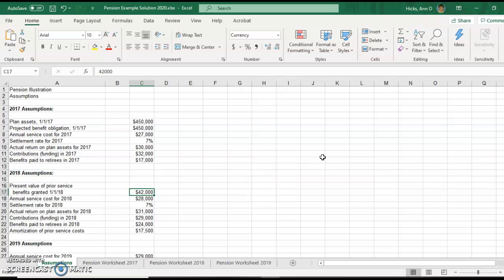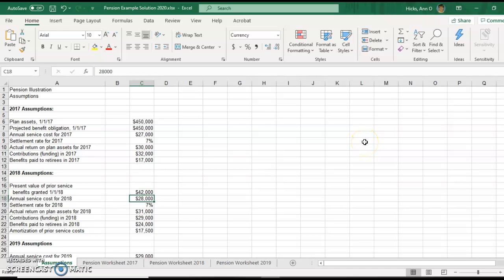This is an example wherein there is an amendment to the plan document, which led to determining that prior service costs were not calculated appropriately. Again, perhaps it was a change in benefit or vesting period, or a change in what percentage of salary becomes a benefit. But the bottom line is, at the beginning of January 1, 2018, there was $42,000 of additional service benefits that should have been recorded in previous years, and that's a present value number.